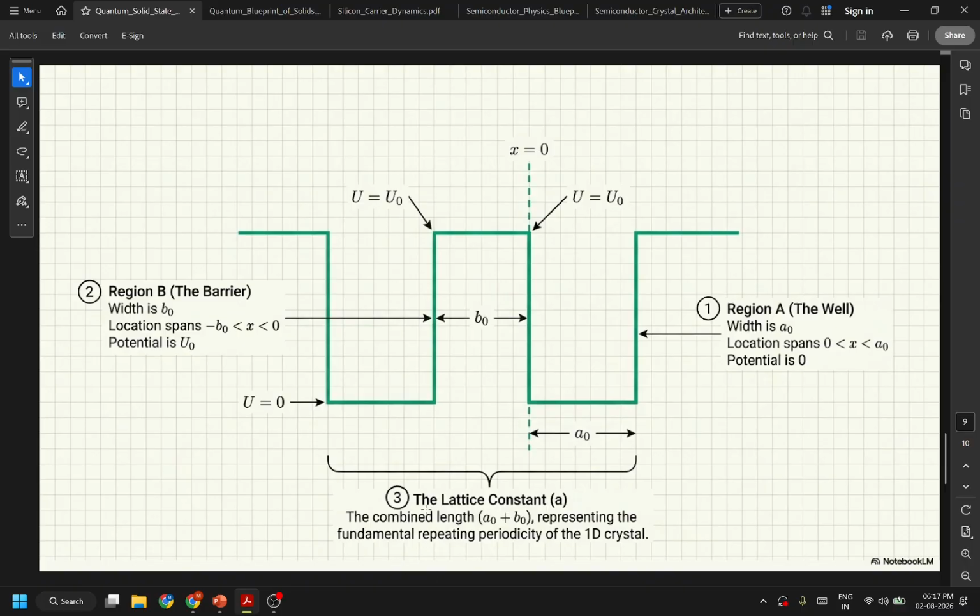Then you have a lattice constant, which is the combined length of a naught and b naught, which is a naught plus b naught, which represents the fundamental repeating periodicity of the 1D crystal. So this region will get repeated continuously.